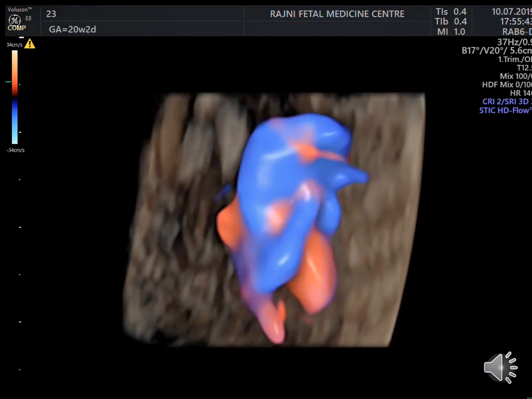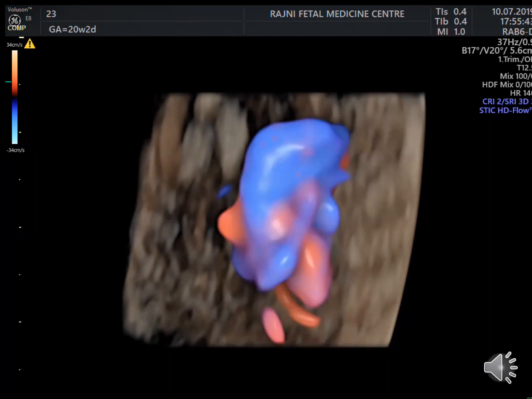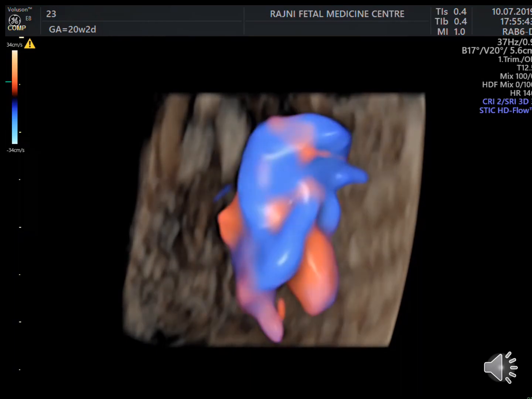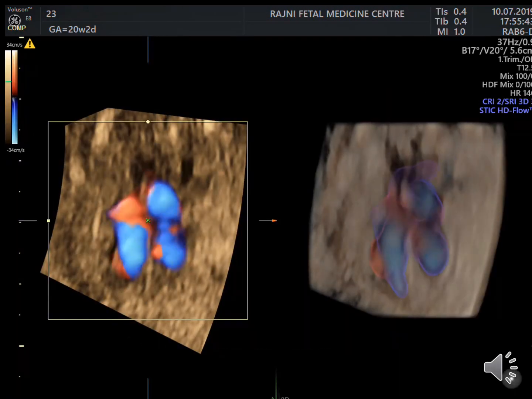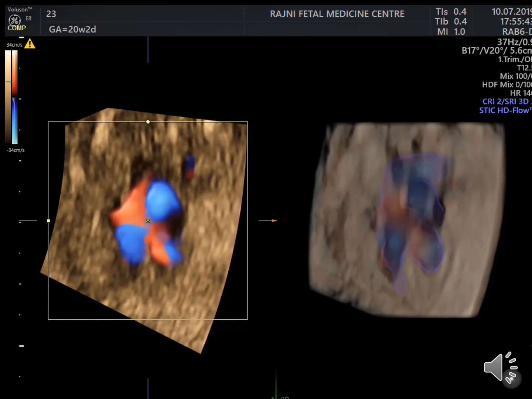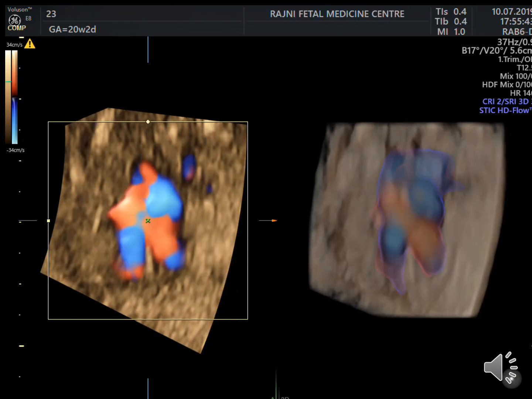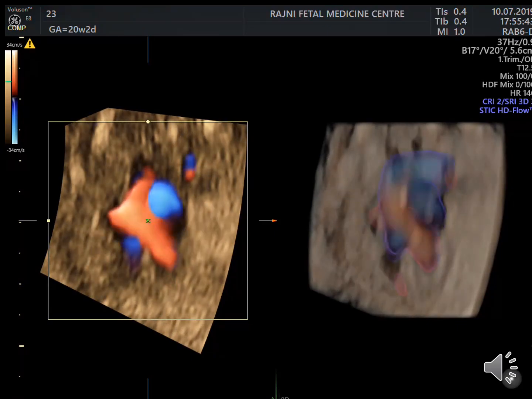And when you record with HD flow, you can identify the ventricular septal defect and flow from both ventricles into the aorta, as well as notice the small pulmonary vessel. And you can use Silhouette flow also, to make the transparent flow, and you can confirm the presence of ventricular septal defect and flow from both ventricles into the aorta and small pulmonary vessels.